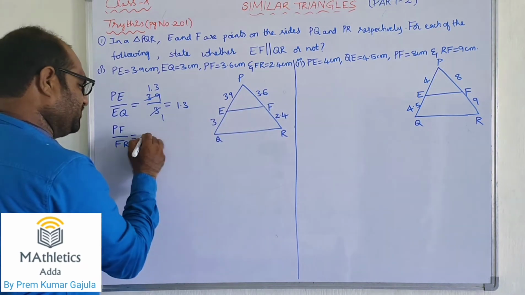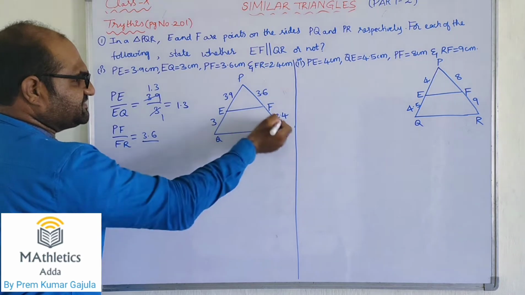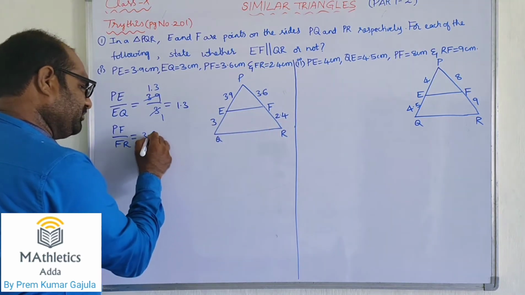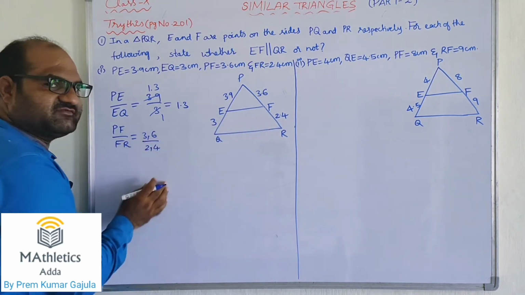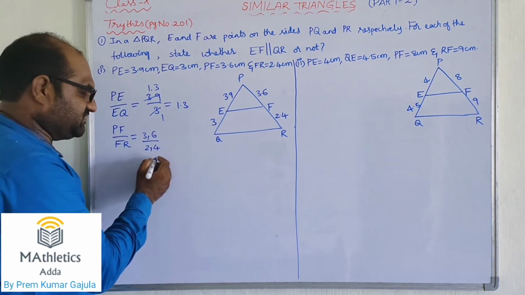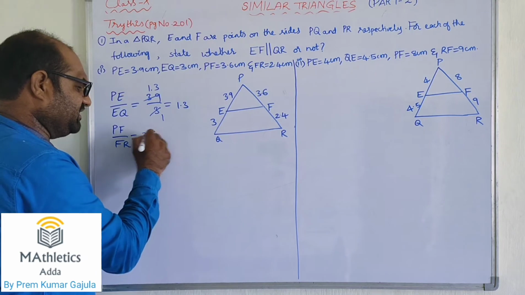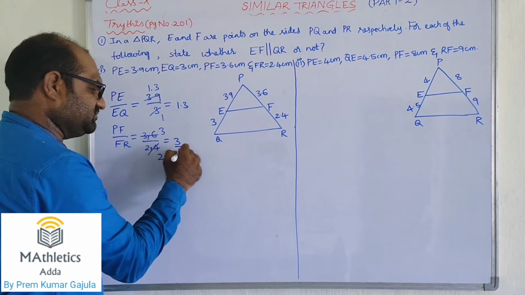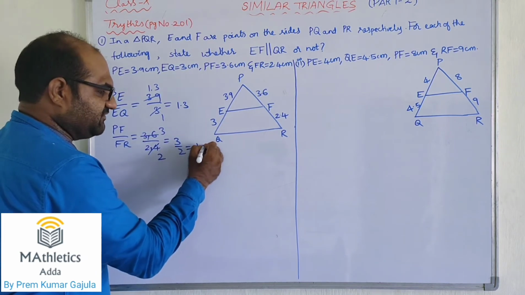PF is given as 3.6 and FR is given as 2.4. Here the decimal point we can cancel. Why? Because an equal number of decimal places is there. Now this is 36 by 24. If we cancel by using the 12 table, 12 2s are 24 and 12 3s are 36, that is 3 by 2. And if you further simplify, you will get 1.5.